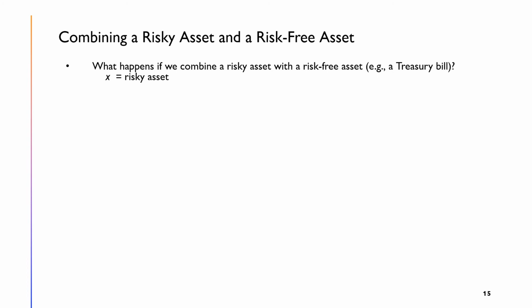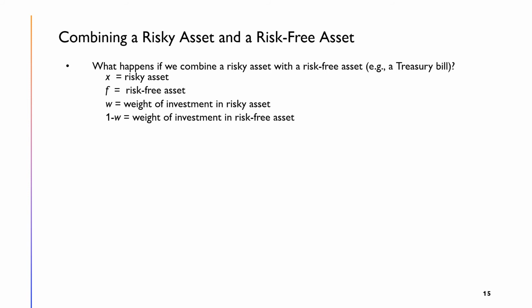X represents the risky asset and F represents the risk-free asset. W represents the weight or proportion of investment in the risky asset. 1 minus W represents the weight of investment in the risk-free asset. The return of the portfolio is the weighted average of the rate of return of the risky asset and the risk-free asset.